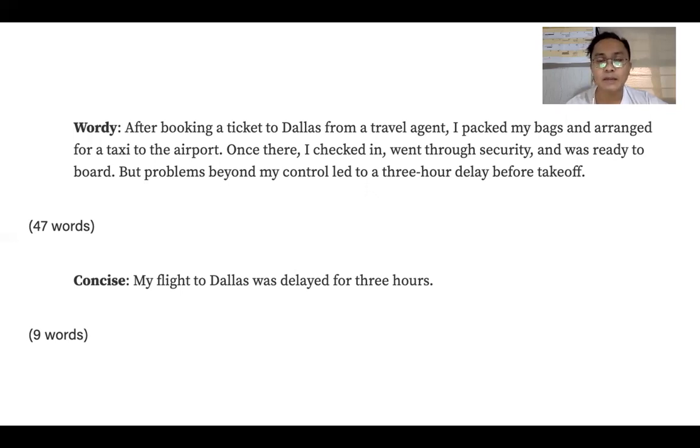If it is a narrative, then you need to be specific of what happened before, during, and after in your story. So here, you just need to emphasize that you were delayed for 3 hours, and it is not necessary if you want to make it concise. It's not necessary to go into details of what happened because of the delay.